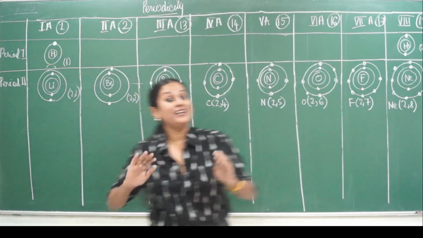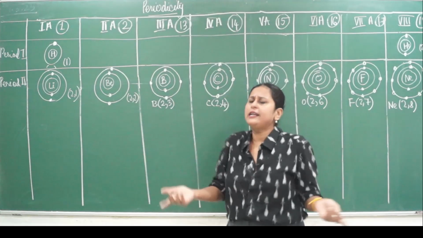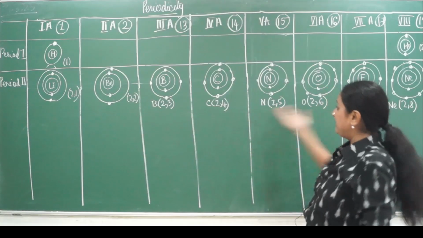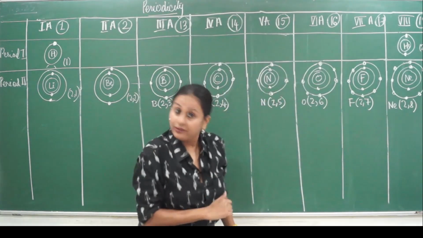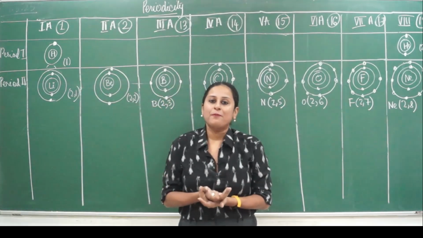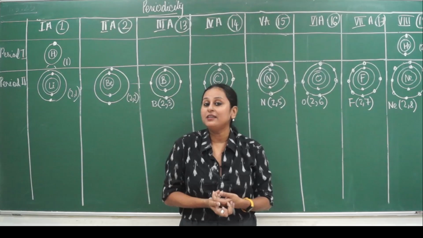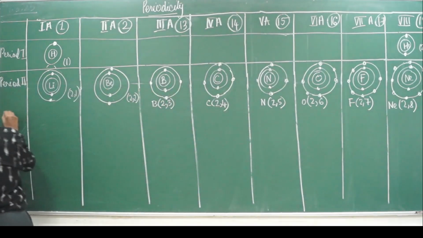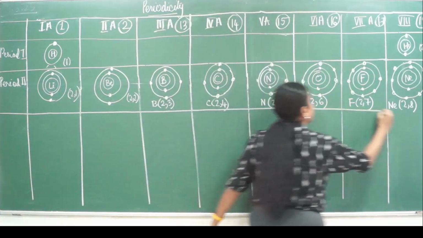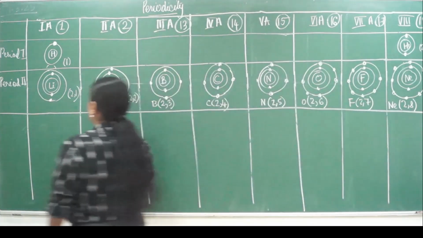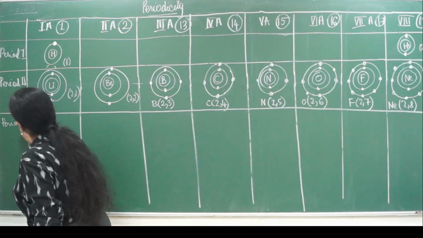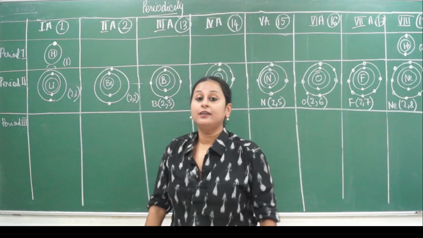Now let's move on to the next period. Our second period is full of 8 elements. Moving on to our period 3, the first member will be the element which has atomic number 11. Whose atomic number is 11? Sodium. The first member of period 3 is sodium.